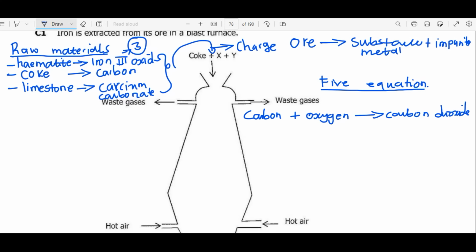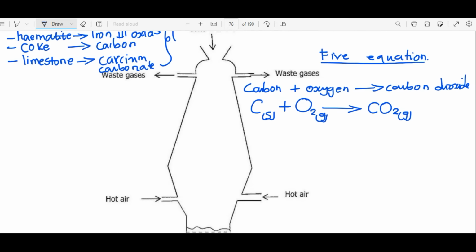Then let's convert this into chemical symbols. The first one, carbon, which is in solid state. Then oxygen. Remember, oxygen is a diatomic gas with a 2 here. Then carbon dioxide has this chemical formula. Now for the first equation, we can see that it's a balanced equation. If you are told to write the first equation during the extraction of iron, it's the reaction between carbon and oxygen which gives us carbon dioxide.